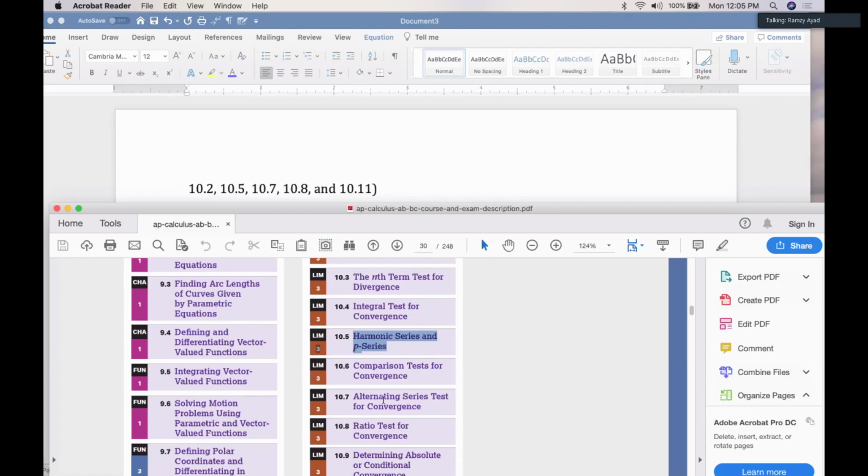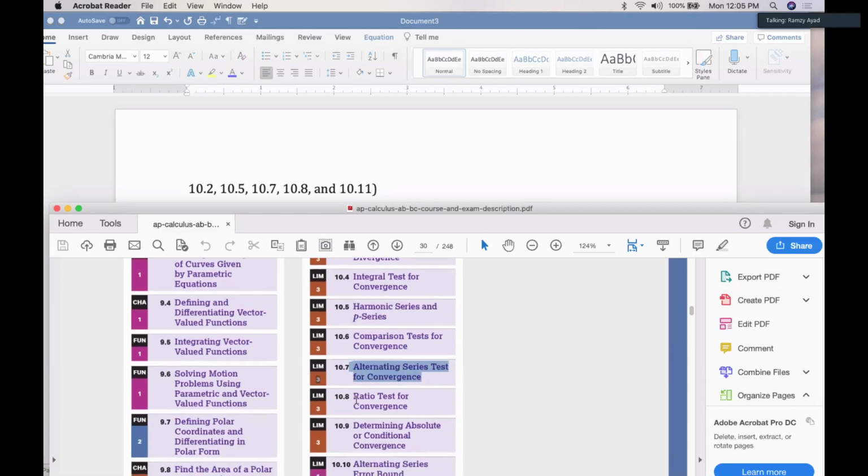Any questions? Number 7 here, the alternating series test for convergence, which we just mentioned, right? Limit and decreasing all the time. If you don't write both, you are losing.